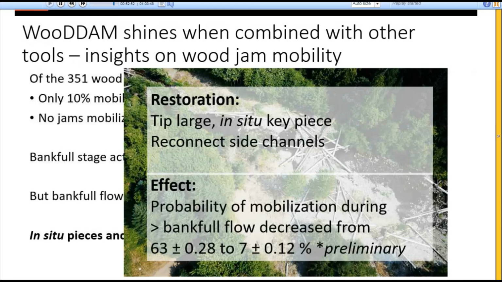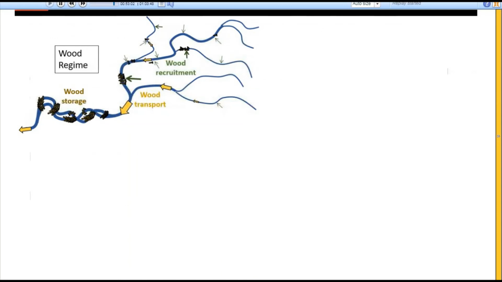And the nice thing about WooDDAM is that we can actually assign numbers to this. I'm not just saying, as a fluvial geomorphologist, I think this is how things work. This is a data-driven solution to understanding these things.